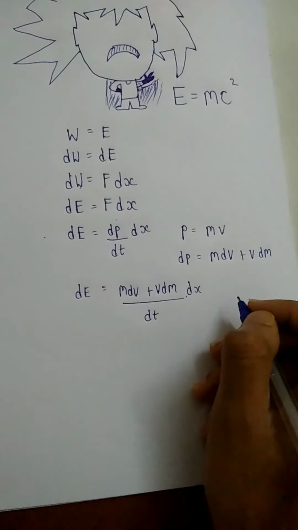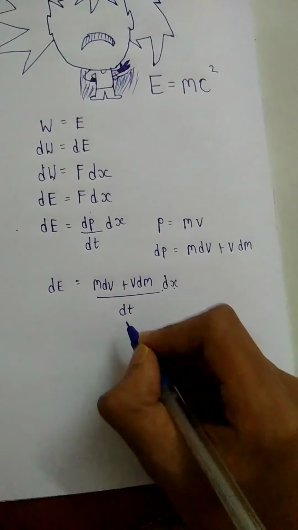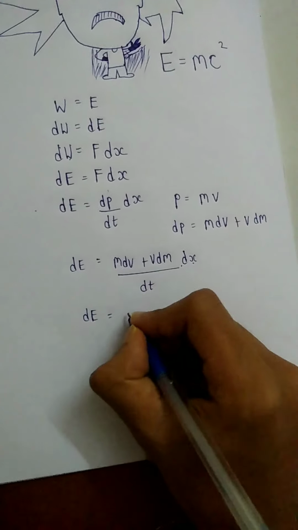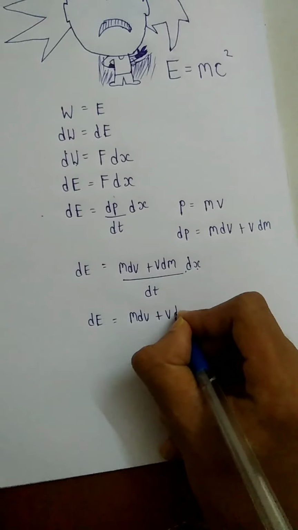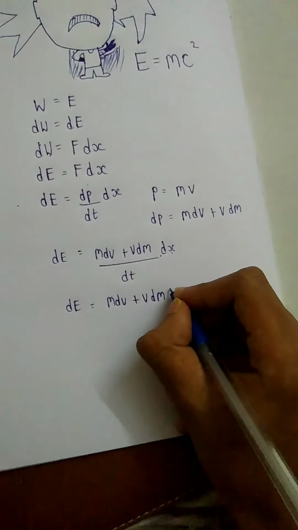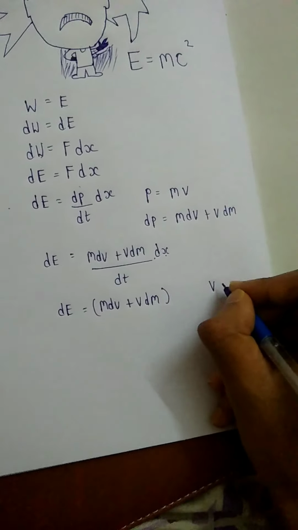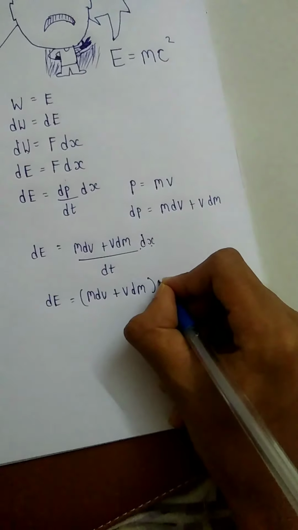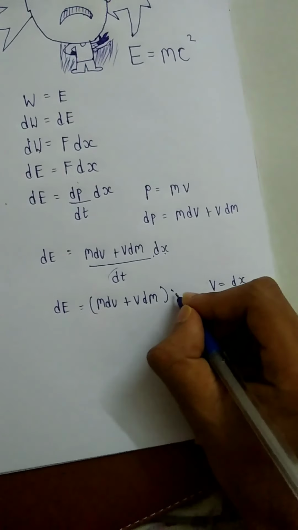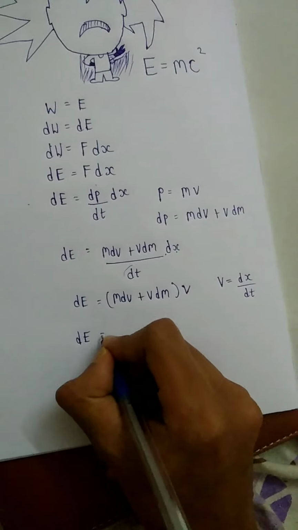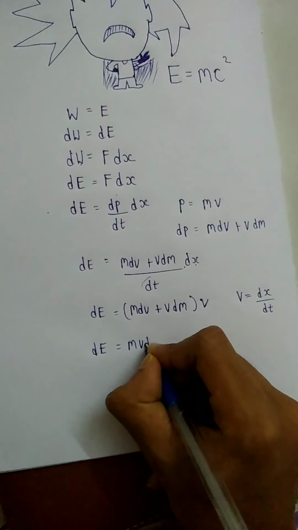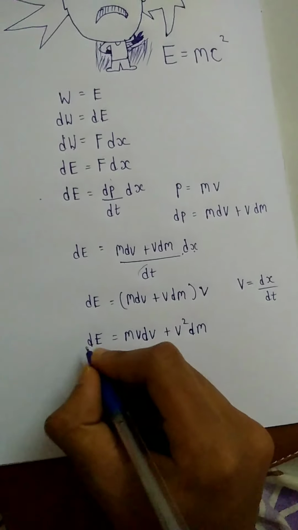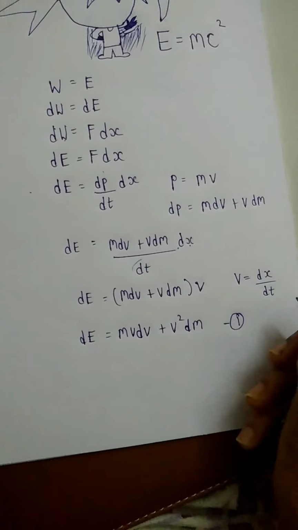Okay, so here we can see that dx by dt equals velocity, that is the change of displacement. So (m dv plus v dm) into dx by dt. Again, as we all know, v equals dx by dt, velocity. So instead of that we can substitute this term as v. So finally we get dE equal to mv dv plus v square dm. So let it be the first equation.